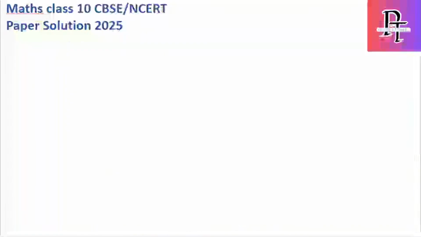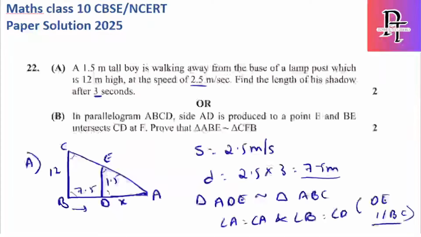Okay, let's move to the next one. Okay, before going to the next one, we have to solve the B part as well. So what is the B part? In parallelogram ABCD, side AD is produced to E and BE intersects CD at F. Prove that triangle ABE is similar to triangle CBF.